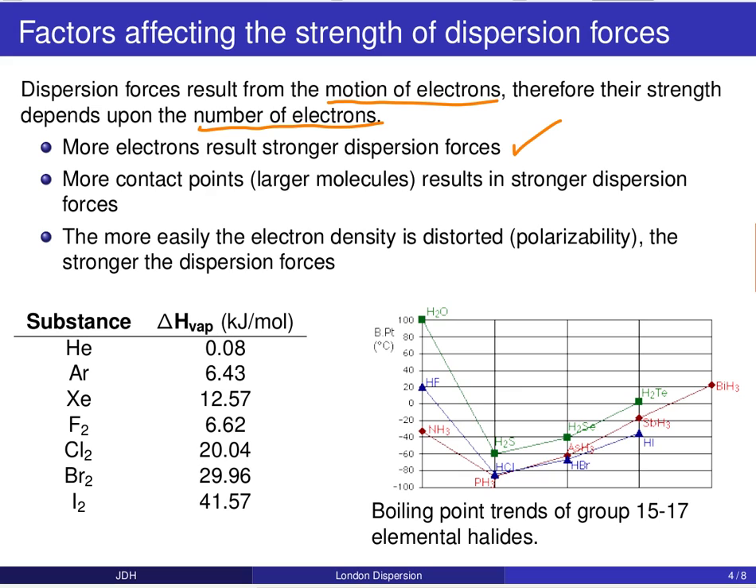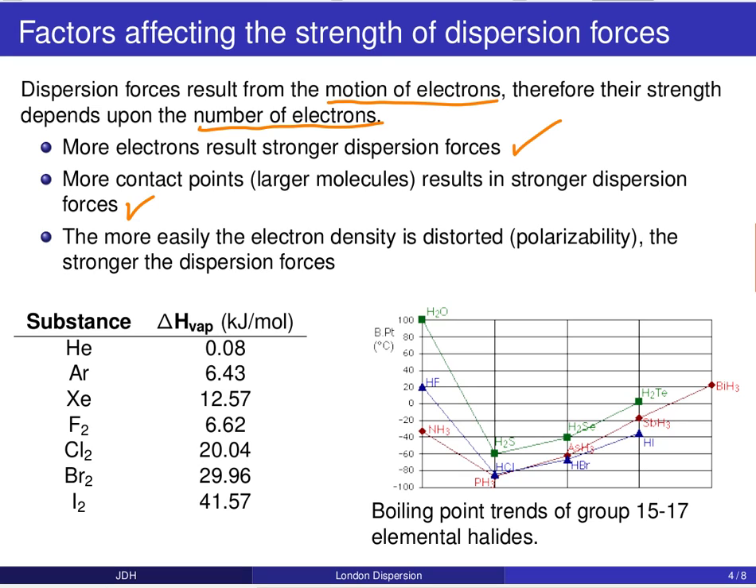Furthermore, the more contact points you have, in other words, the larger the molecules, the more opportunities you're going to have for these favorable temporary dipole interactions, and the stronger those dispersion forces are going to be. Okay? So more electrons, larger molecules, you're going to be seeing larger dispersion forces.